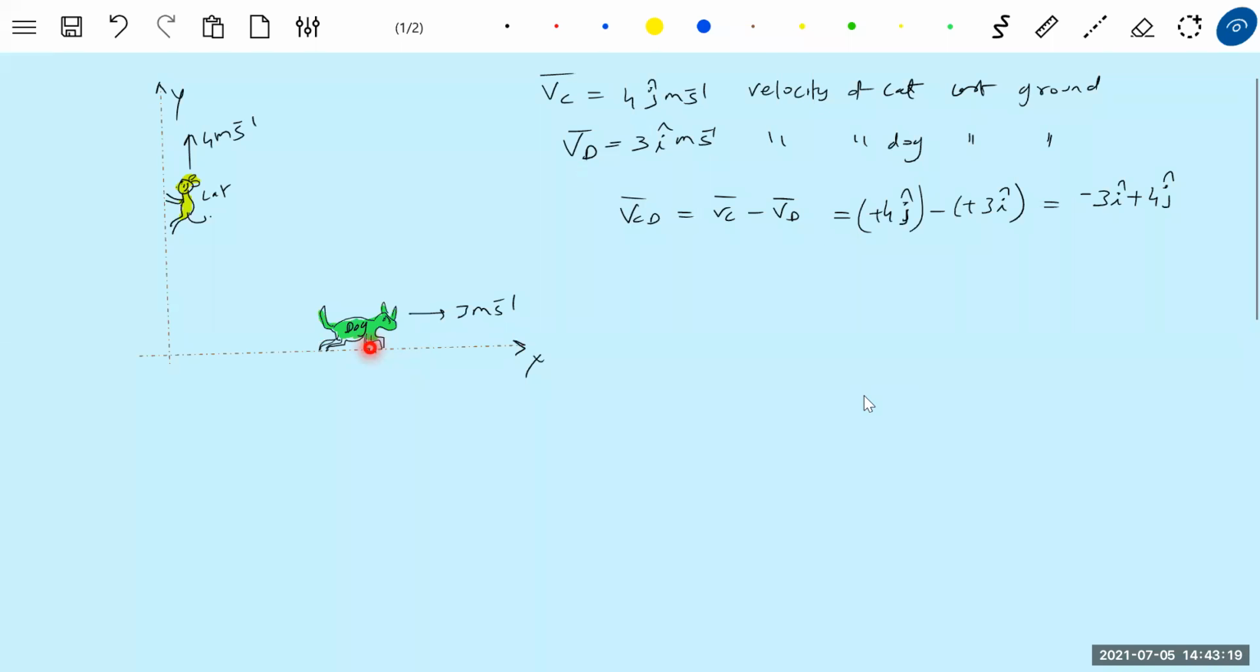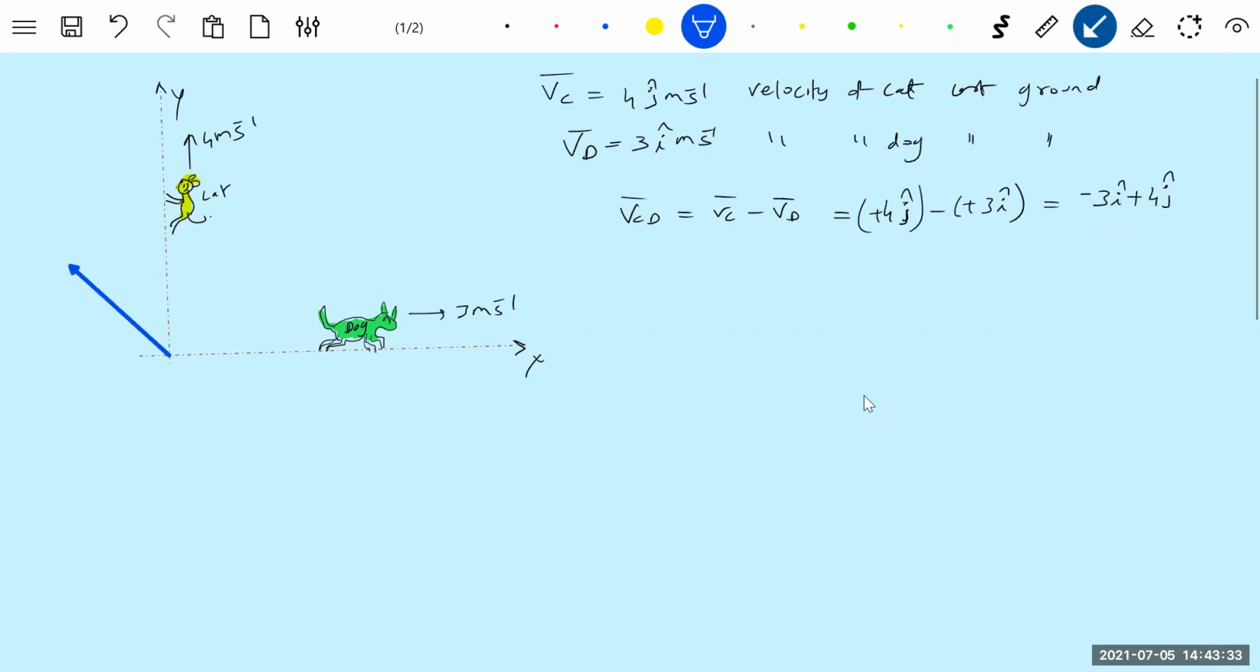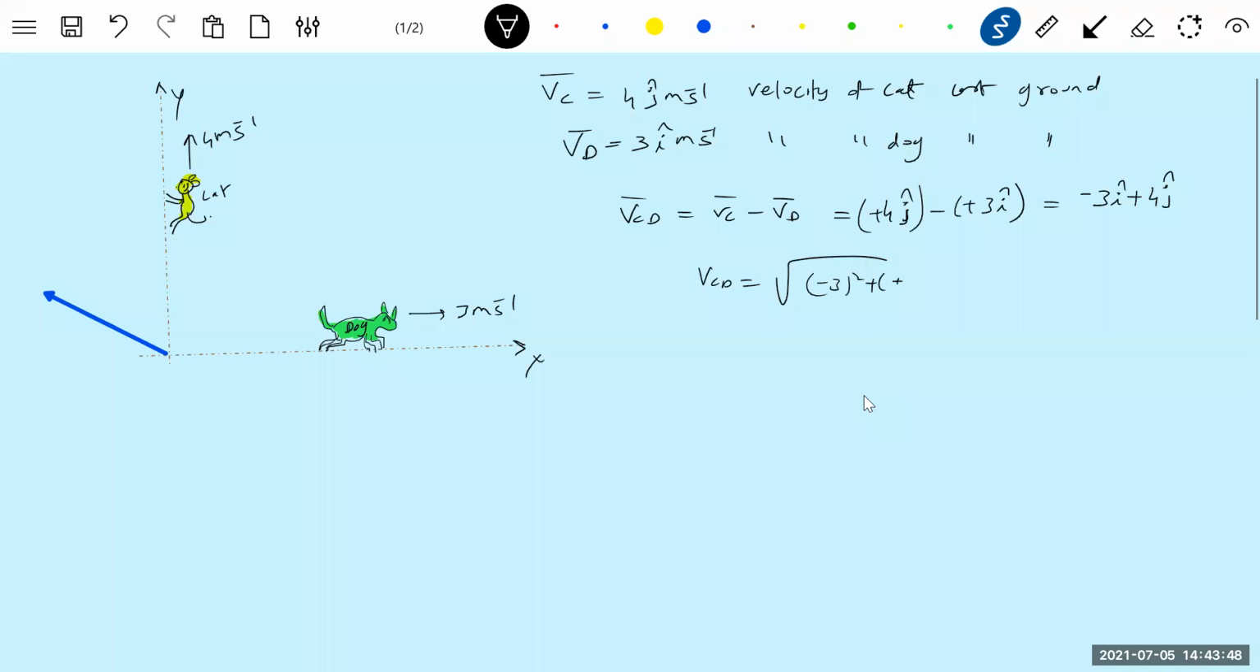But the same dog, when it looks at the cat, how does it feel? When the same cat looks at the dog, how will it move? Now you have this velocity minus 3 i cap plus 4 j cap. So where does this vector lie? In the second quadrant. So in this direction it appears to be moving. And with what speed? VCD is equal to root of minus 3 whole square plus 4 whole square. So this will be 9 plus 16, 5 meter per second. So this is the VCD.